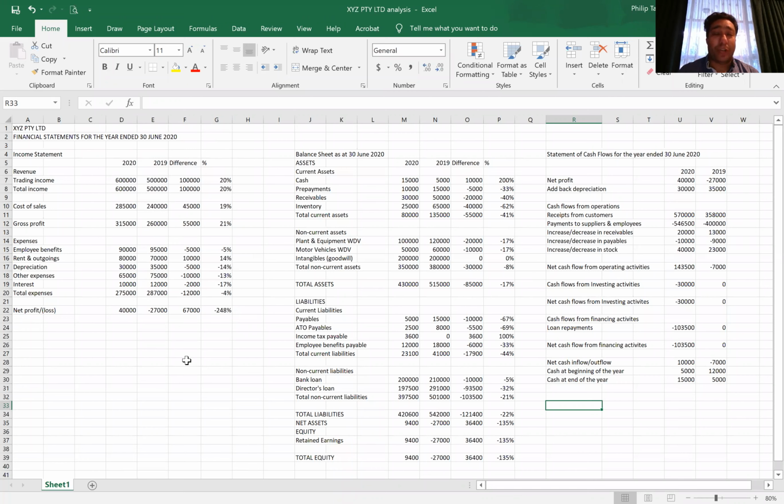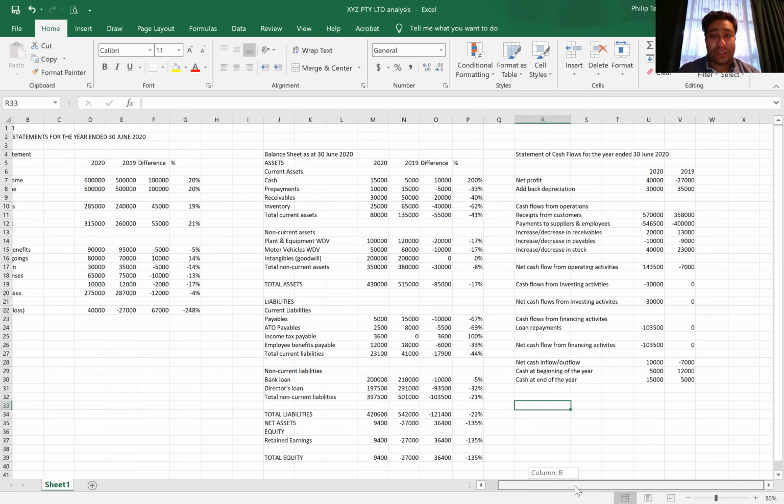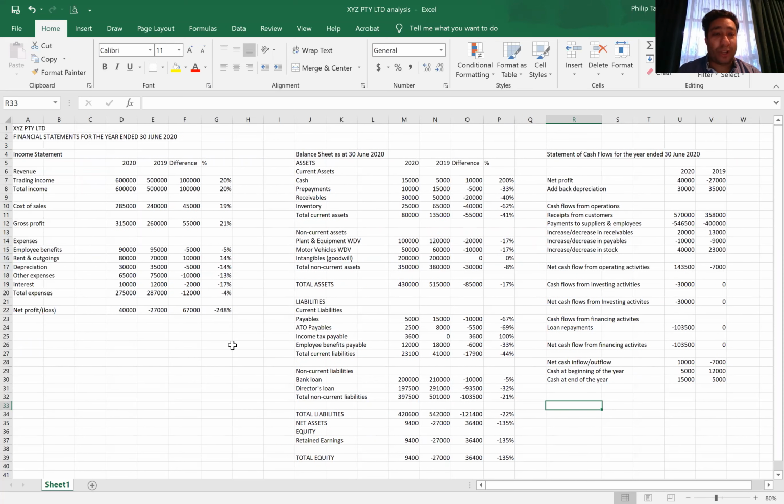One way is to have a look at just the income statement, balance sheet, and across to the right statement of cash flows, and do a very simple analysis to state whether the business is in a good financial position and whether the business has performed financially well. Another way in analyzing these financial statements, which I'll show in another video, is called a ratio analysis.